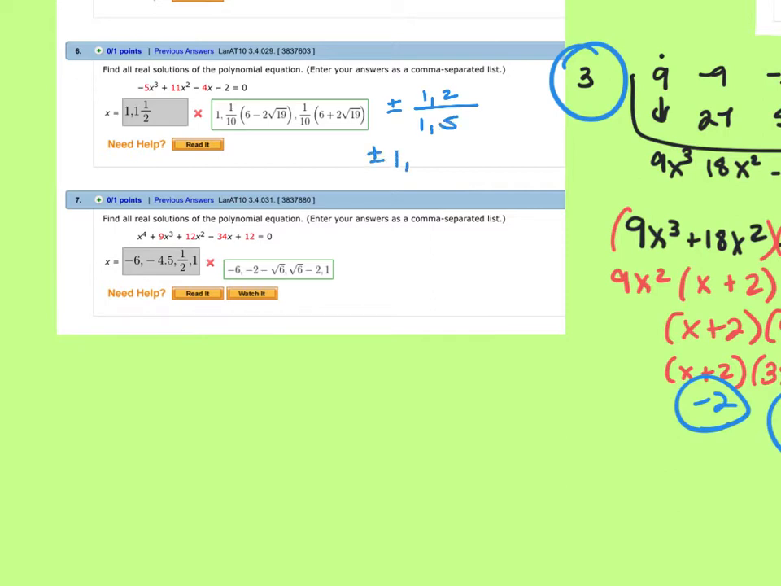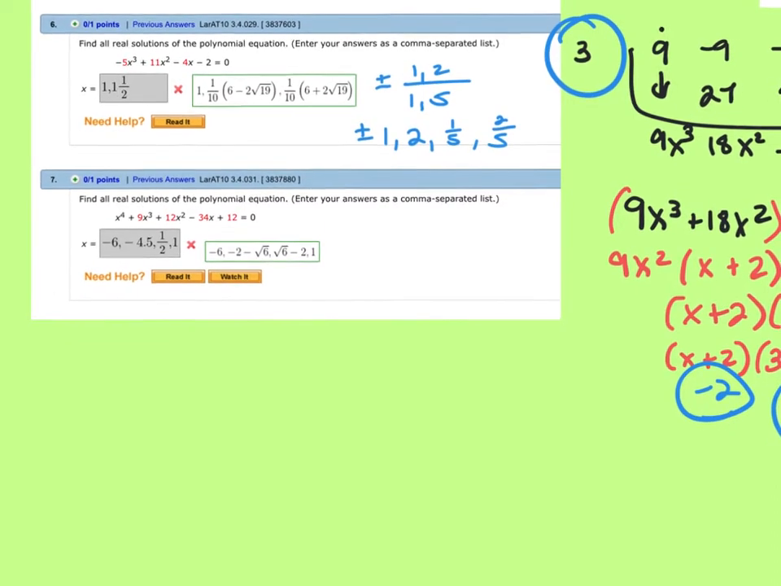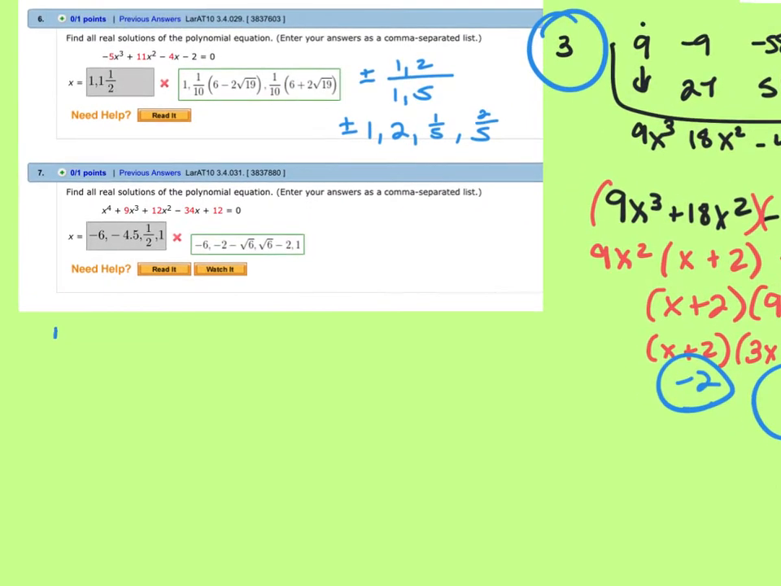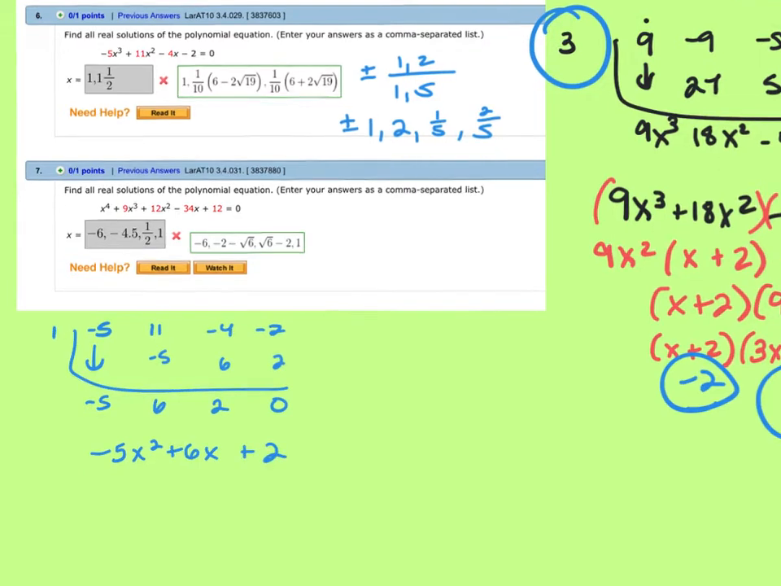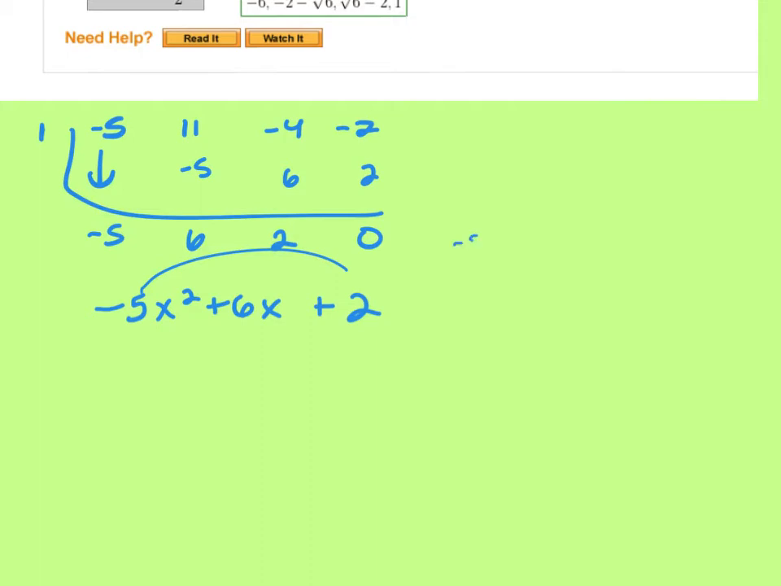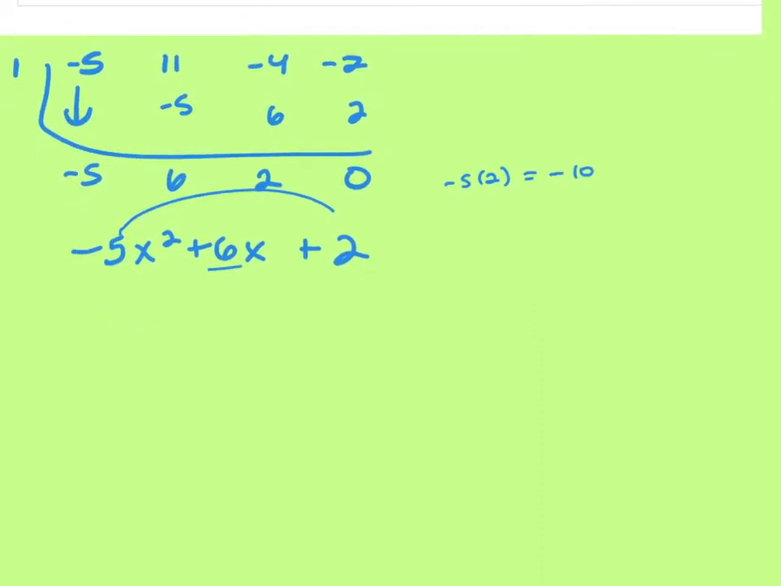So I'd get plus and minus 1, 2, 1/5, and 2/5. And then 1 worked. So 1 on the outside, -5, 11, -4, -2, -5, -5, 6, 6, 2, 2, 0. And I get -5x squared plus 6x plus 2. Then I would see if I could factor this, see if there's factors of -5 times 2, -10, that sum to +6. And there's not, so I have to use the quadratic formula.